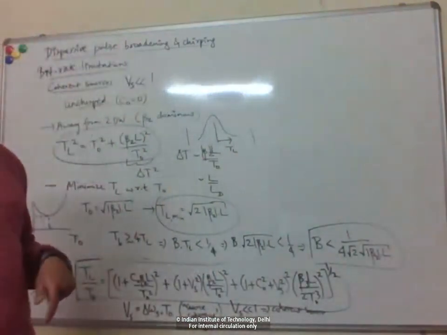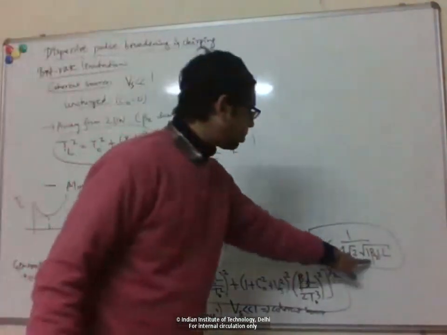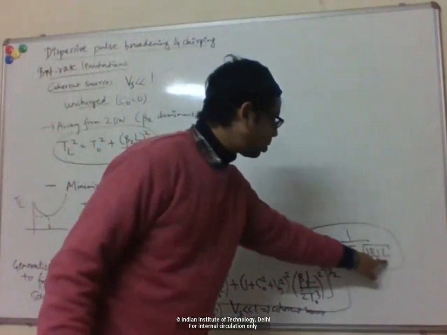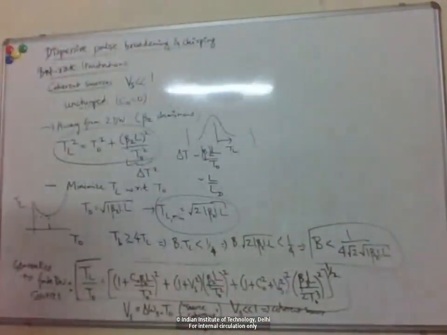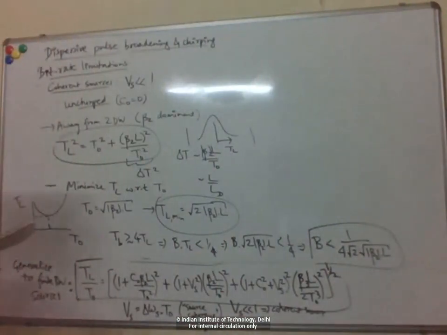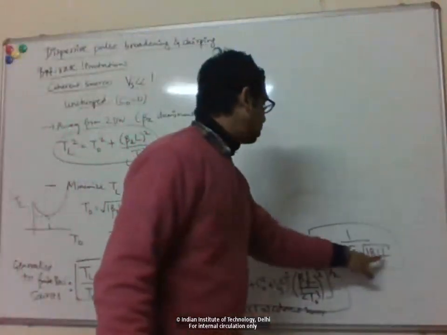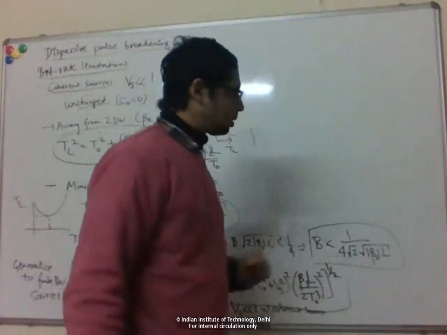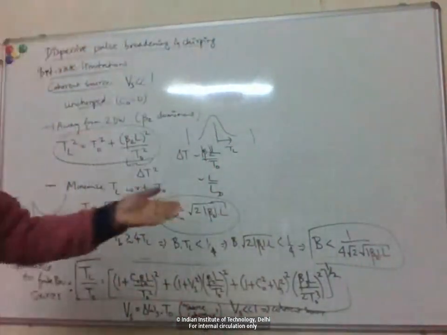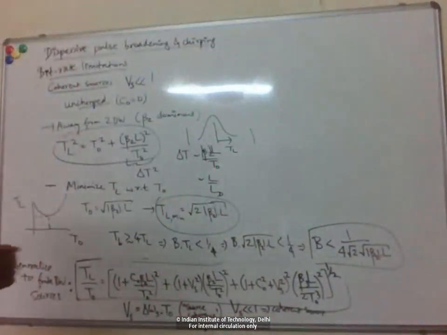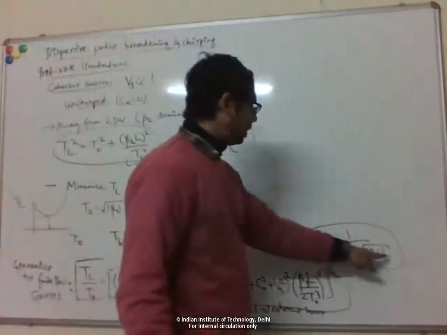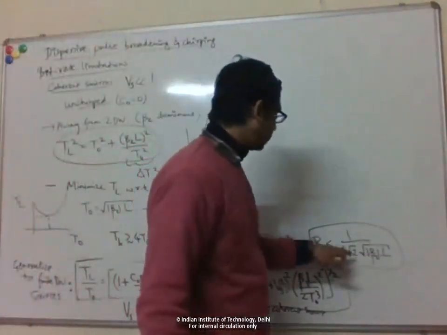Okay, so the maximum bitrate scales inversely with the square root of the GVD coefficient, and also the square root of the length. So if I want to increase the link length by 4 times, my bandwidth goes down by half, the maximum data rate possible. Right?